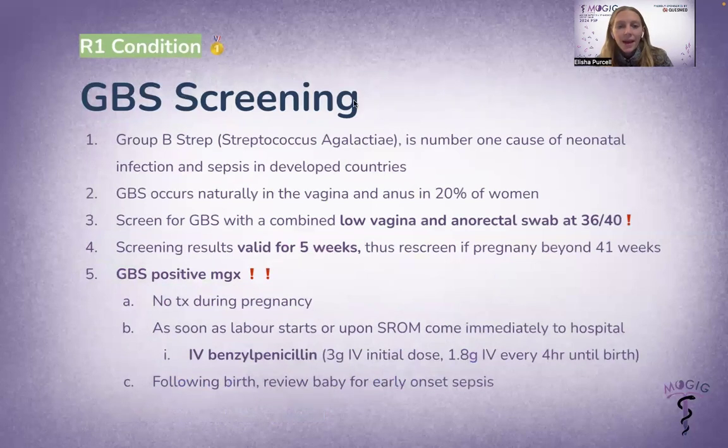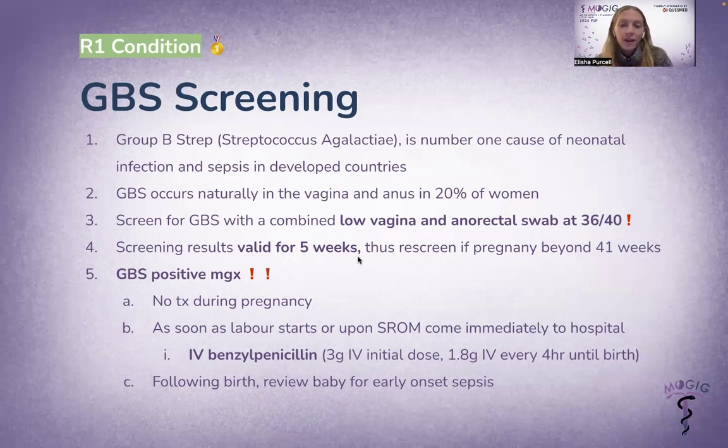So firstly, GBS, or Streptococcus agalactiae, is the number one cause of neonatal infection and sepsis in developed countries. As I said before, it occurs naturally in the vagina and anus, and it occurs in about 20% of women. Importantly, how do we screen for GBS? It's with a combined low vaginal and anorectal swab at 36 weeks gestation. Fourthly, screening results are only valid for 5 weeks. That's really important for this screening.